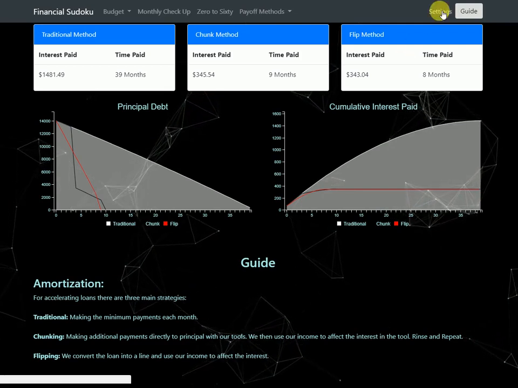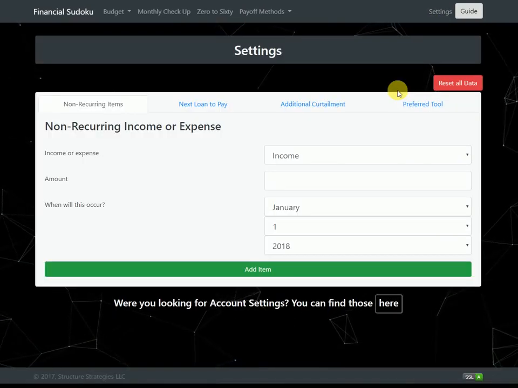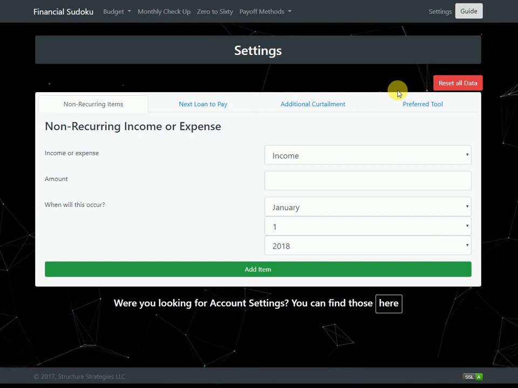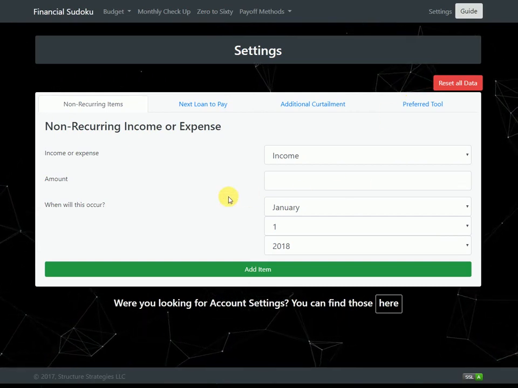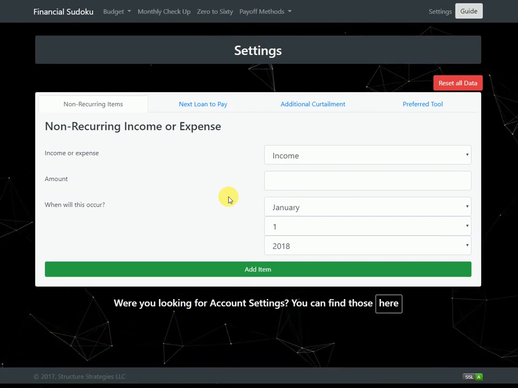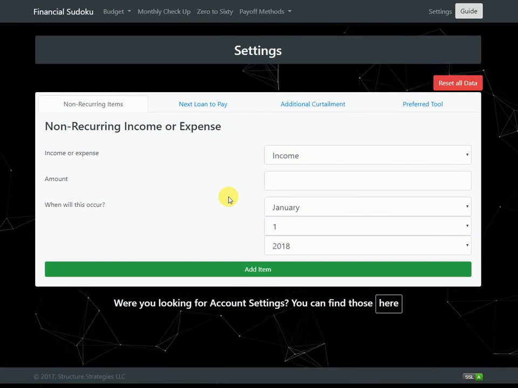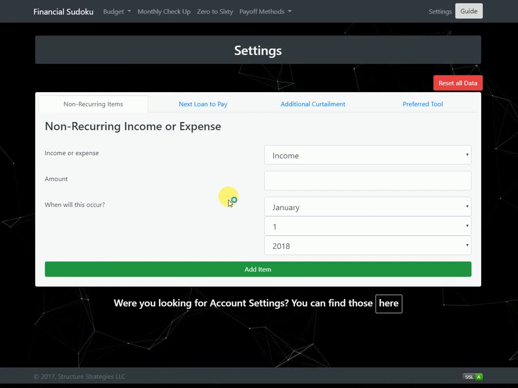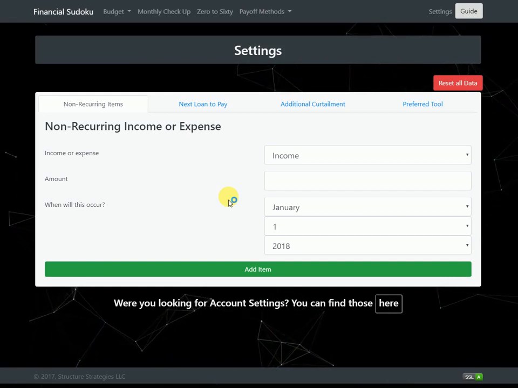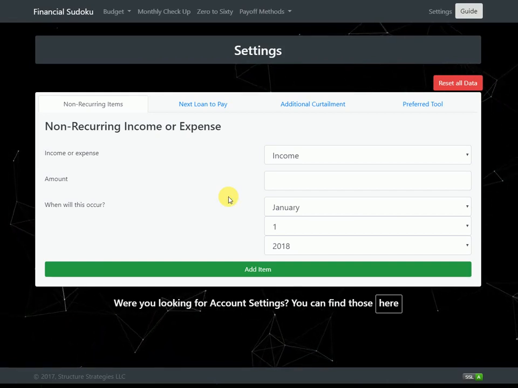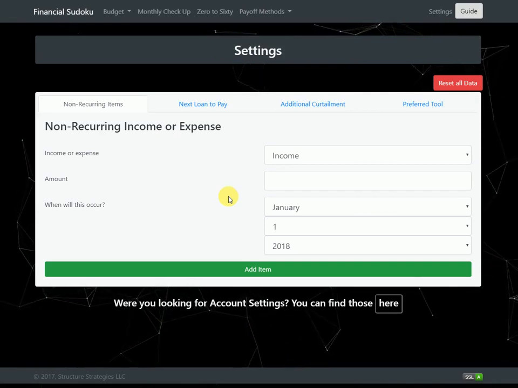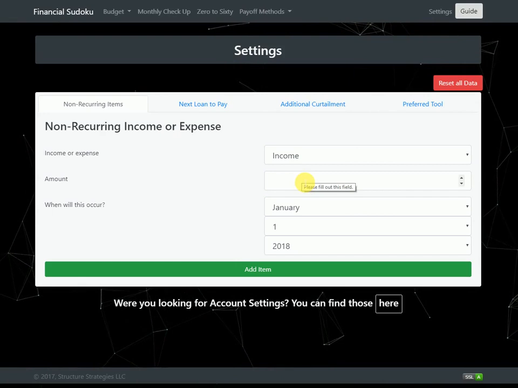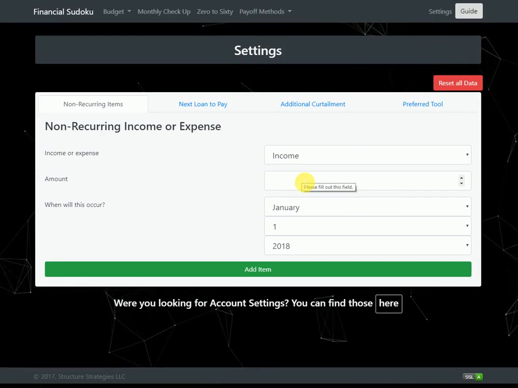All right, let's move into the more advanced stuff. We only have one quick thing to show you here. This is the settings that we have. So for non-recurring items, income or expense, this is anything that's really more of a one-time payment, and it's going to allow us to look at one-time payments and what impact it's going to make on our life. It can also be an income. Maybe you get a bonus at the end of the year in December, you can throw that in and make that accounted for in all your calculations.